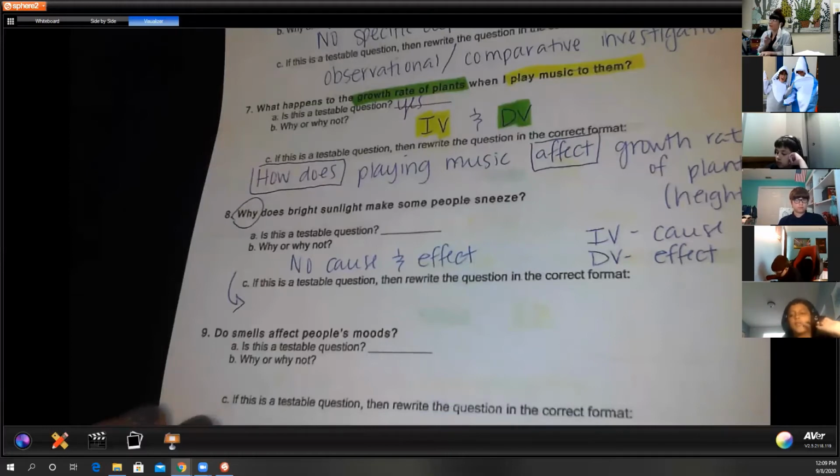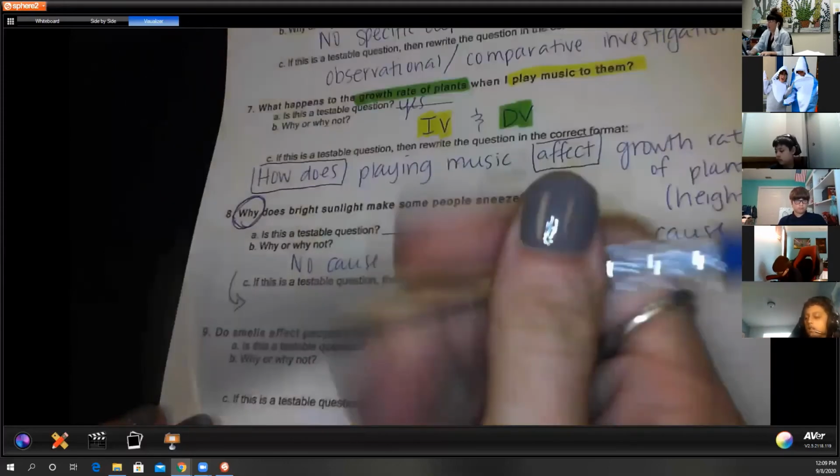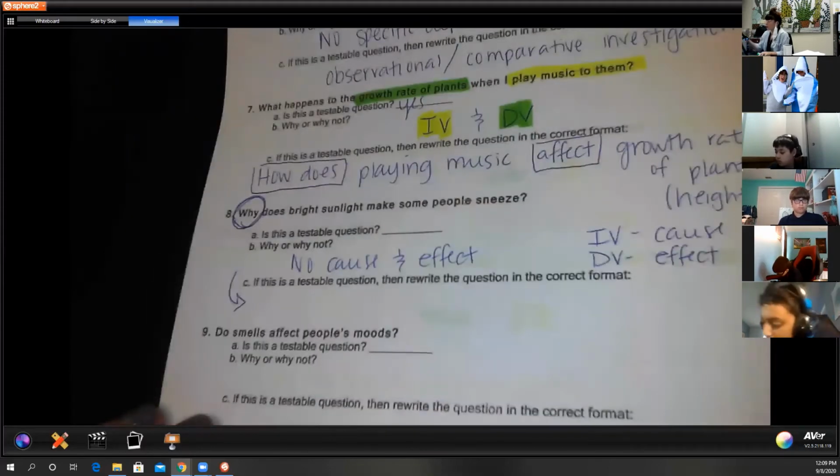But this is, focus on the word why. It's asking me why that happens. That would be after I drew conclusions about it, right? If it's asking how does it affect it, that's different. But when it asks me the question why, that's asking me to make assumptions about it after I've already determined that there was a relationship. Does that make sense?